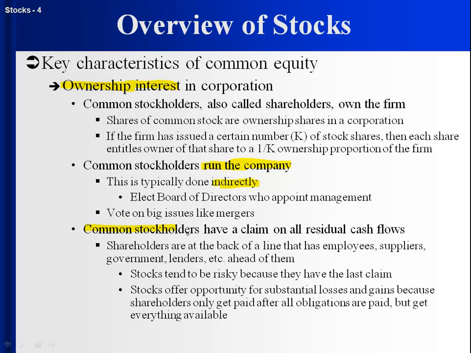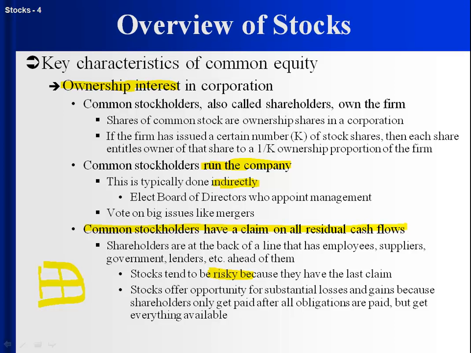Fancy expression: common shareholders have a claim on all residual cash flows. One way to think about it is there's a line at a window at the firm, and everyone lines up in priority. The front of the line is the employees, the suppliers, the government to collect taxes. Then you get to the investors, and the lenders are at the front of the investor line, and at the very back of the line are the shareholders, which means that stocks tend to be risky because they have the last claim. If the firm runs out of money before they get to the end of the line, the shareholders wind up with nothing.